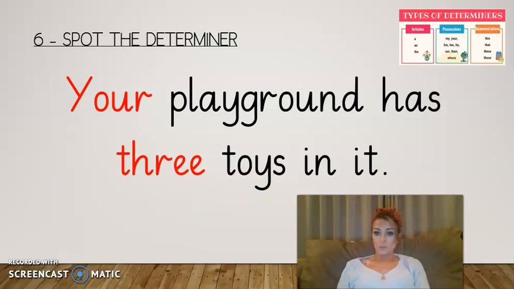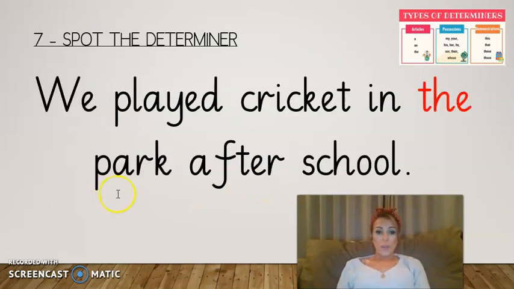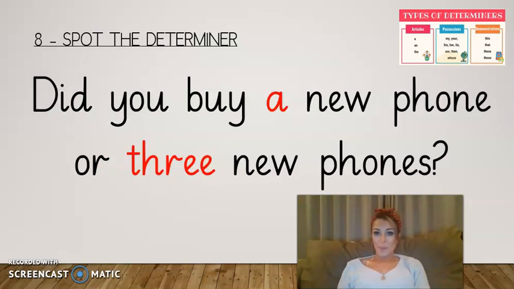Number 7. We played cricket in the park after school. Which park? The park. Number 8. Oh, number 7. That one's an article, by the way, if you did the challenge. Number 8. Did you buy a new phone or 3 new phones? So you should have written a and 3. This one here is an article, and this one here is a quantifier.